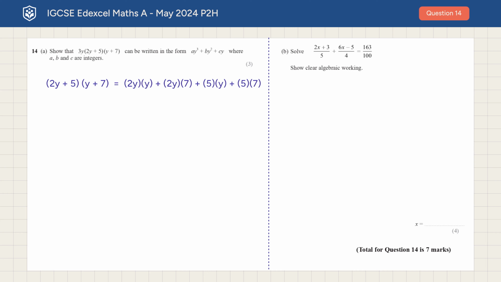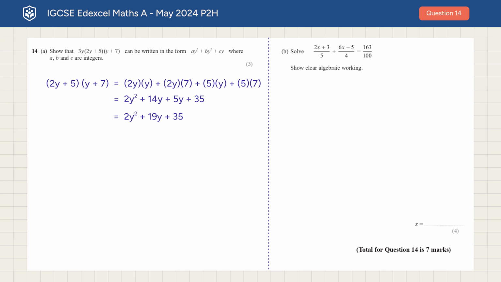2y times y gives us 2y squared. 2y times 7 gives us 14y. 5 times y gives us 5y, and 5 times 7 gives us 35. Now we combine the like terms. 14y plus 5y equals 19y. So our expanded brackets are 2y squared plus 19y plus 35.